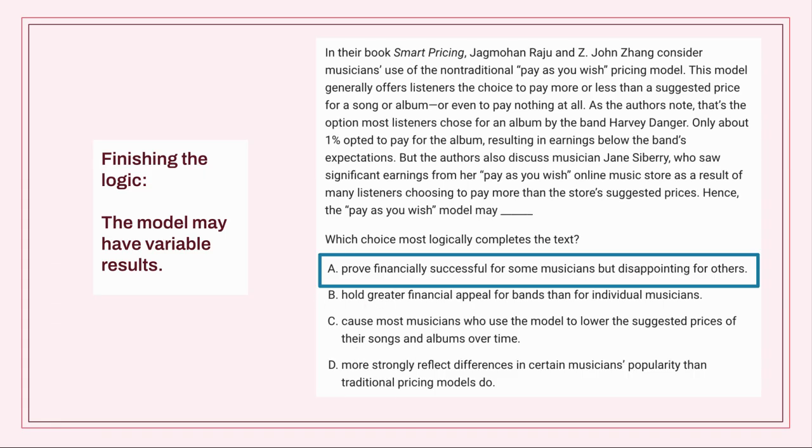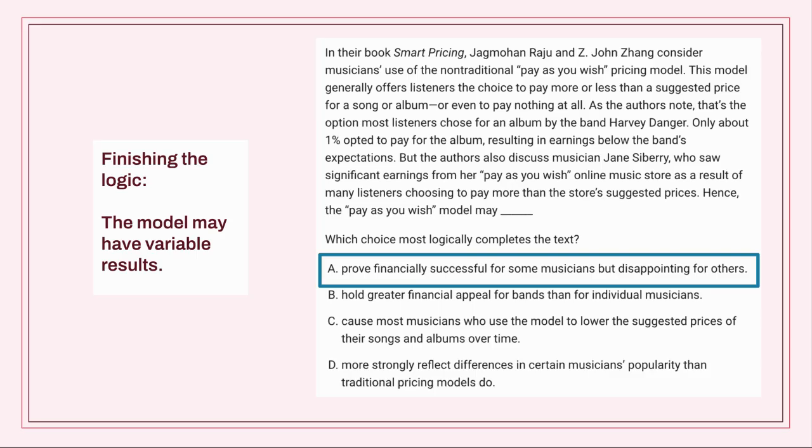C, because most musicians who use the model lower the suggested prices of their songs and albums over time. Well, I'm going to think about this one for a second. So, basically it's saying if you're going to use the model, you're going to want to lower your suggested price over time. However, again, this one might be true because maybe if I lower the suggested prices, people are going to be willing to pay the whole thing instead of paying nothing. If I make it really expensive, no one's going to want to buy it, right? So maybe this is true. But see, I'm already making a lot of jumps to explain why C is true. That already tells me that this isn't a good answer.